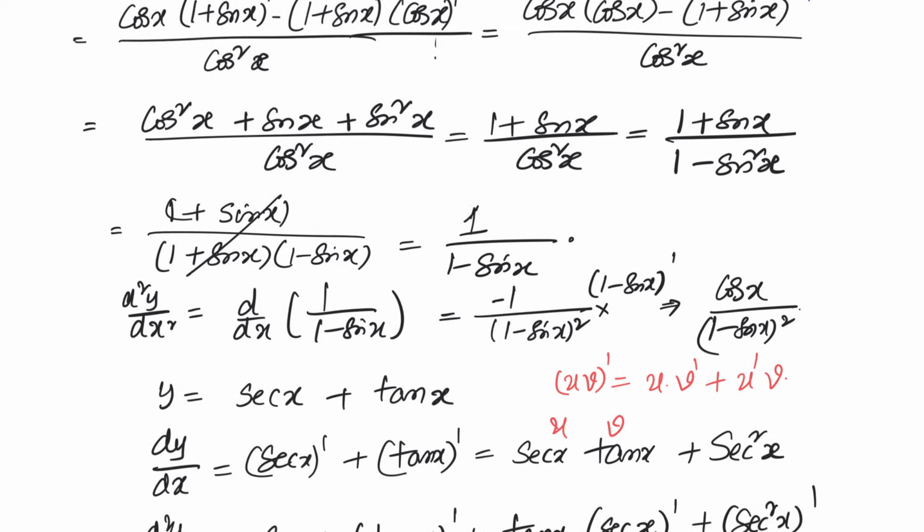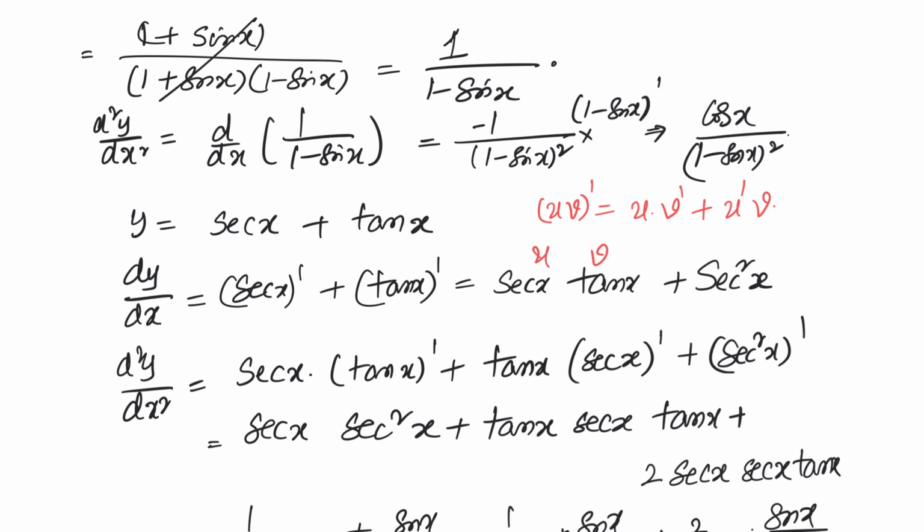So d square y by dx square is the derivative of 1 by (1 minus sin x), that is minus 1 by (1 minus sin x) whole square into the derivative of (1 minus sin x), that is minus cos x. Minus into minus is plus, so we get cos x by (1 minus sin x) whole square.